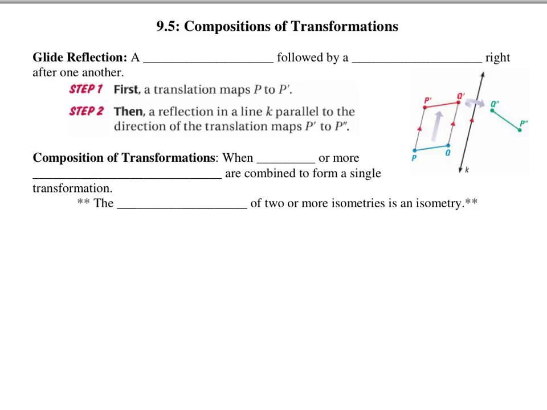So first, one more specific is a glide reflection, and a glide reflection is when we take a translation, and then the transformation that follows is a reflection. You can see in this picture on the side that PQ is first translated, so slid up, and then it's reflected over the line K, and it ends up right over here. And that's called a composition because it was a glide reflection, so it glided, or translation, and then reflected.